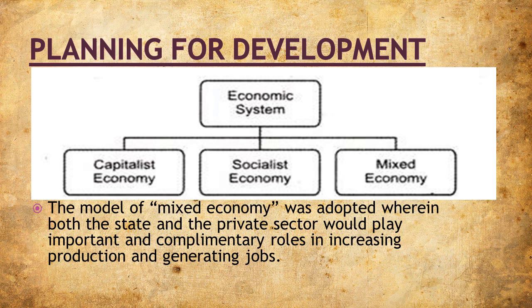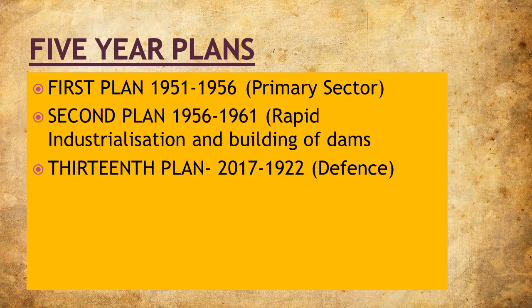In a socialist economy, resources are controlled and managed by the government mostly. In a mixed economy, both private sector and government play an important and complementary role. They both control the resources. So it was decided that India will be a mixed economy. Indian government also decided to have 5-year plans.